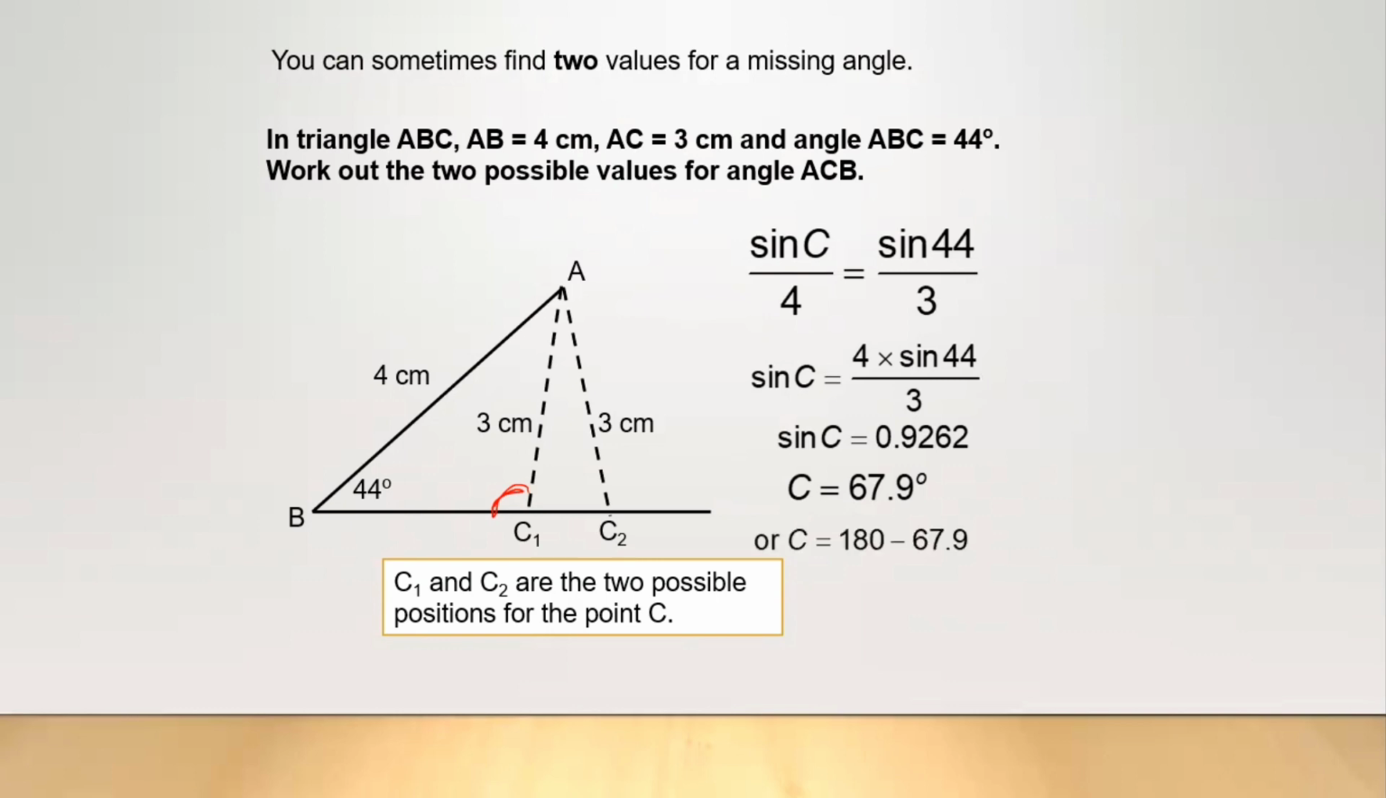Okay, the other possibility is we know that sin of 180 minus theta is equal to sin theta. So that is how we get the value of C as 180 minus 67.9, that is 112.1 degrees. Got it? These are the two possible values.